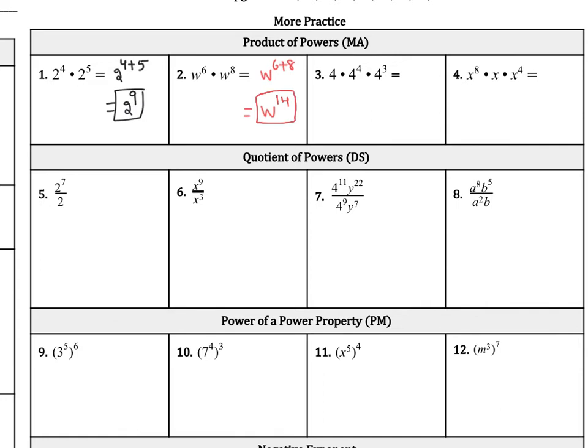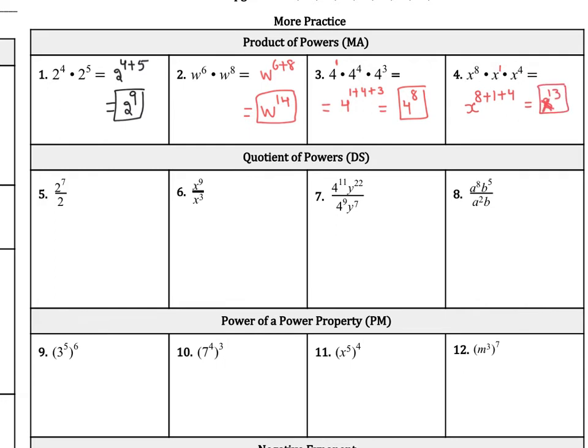The next question is question number 3. You have 3 numbers that you're going to multiply with the same base. So the answer is 4 to the power 1 plus 4 plus 3, and that's going to be 4 to the power 8. So here you have x to the power 8 plus 1 plus 4, and that's going to be x to the power 13.